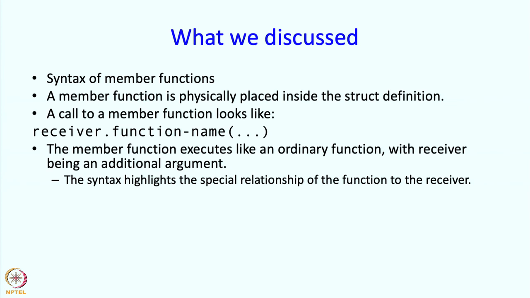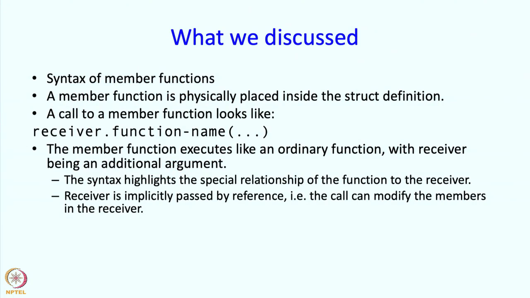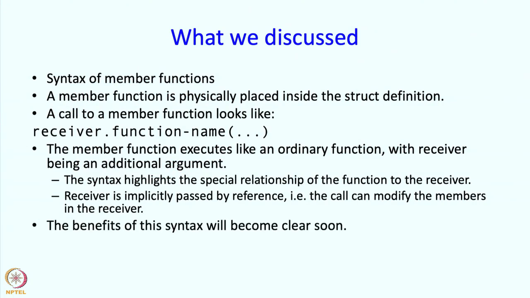There is a nominal special relationship in that the receiver is being definitely passed by reference. But in addition to that, if I write say v dot something, then I know that this has some special meaning in the context of v, usually. Or it tells me that the code for this function will be found wherever v is itself defined. We also said that the receiver is implicitly passed by reference, and so the call can actually modify the members in the receiver.